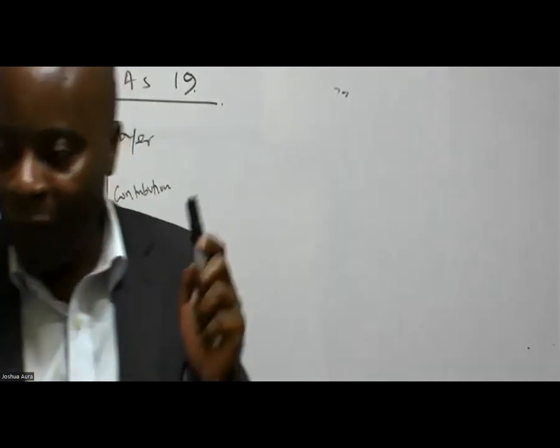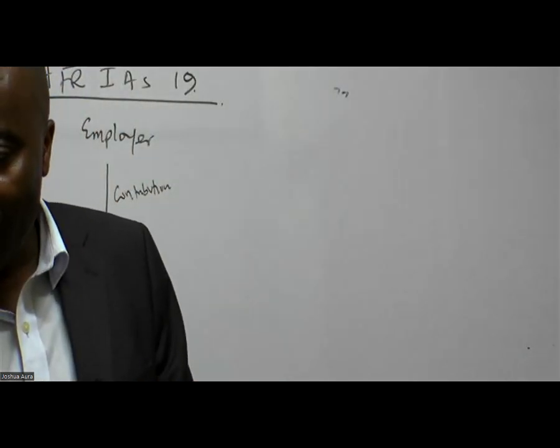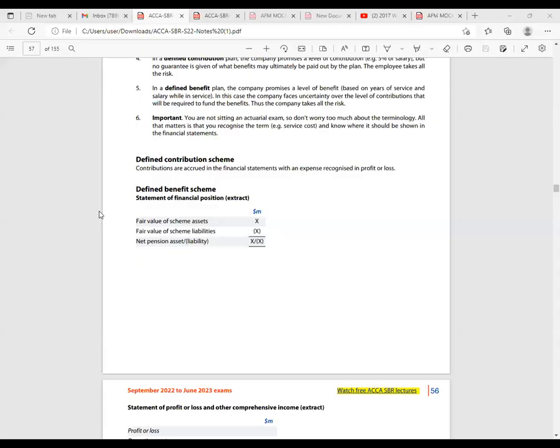But when we come to defined benefit, for those organizations that have defined benefit plans, first of all, contributions are accrued in the financial statements with an expense recognized in profit or loss. I'll be able to show you how this is done. And then we have the defined benefit scheme. In the statement of financial position extract, you look at the end of the year. What is the fair value of the scheme assets given to you by the actuary? What is the fair value of scheme liabilities at the end of the year? In this case, you subtract, and then you should be able to get the net pension asset or liability.